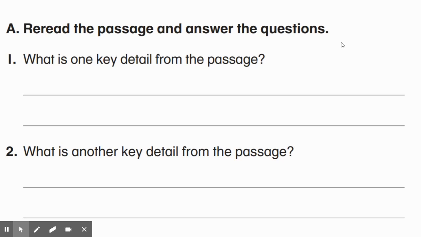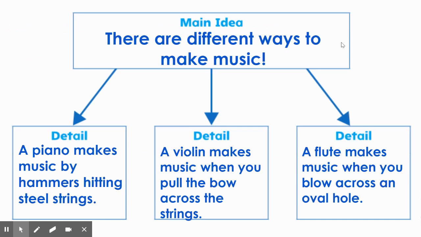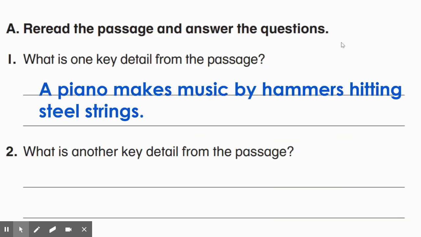Well, good thing that we were filling out our graphic organizer as we went, because I can simply look at my graphic organizer and choose one of the details to write down. I'm going to start with my first detail. A piano makes music by hammers hitting steel strings. That is a detail about different ways to make music. So I write it in a complete sentence, a capital letter to start and a period at the end. A piano makes music by hammers hitting steel strings.